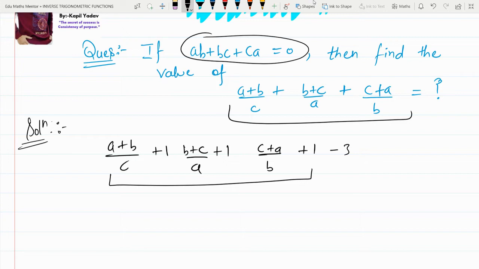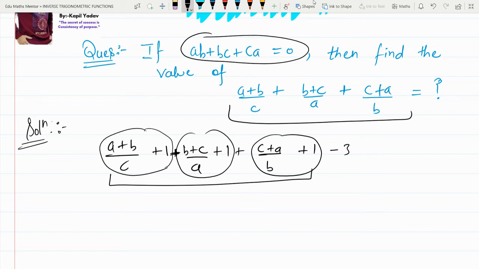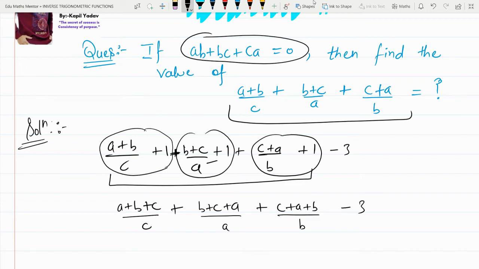So taking the LCM of this expression, this and this expression, and sorry, here there is plus, there is also plus, and this expression. So now when you take the LCM, what you will get? (A plus B plus C) upon C. Okay, plus in this also (B plus C plus A) upon A. Okay, plus (C plus A plus B) upon B. Okay, and minus 3.